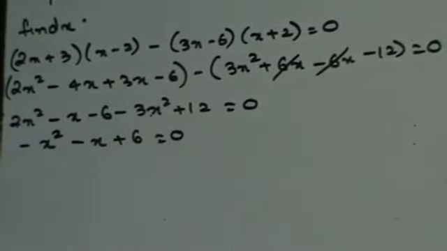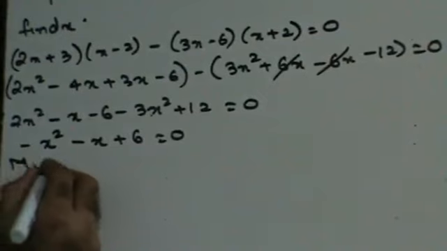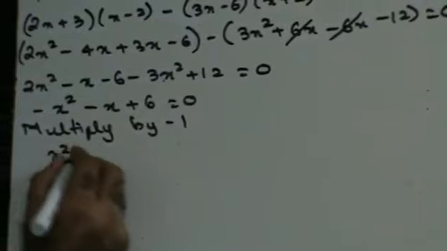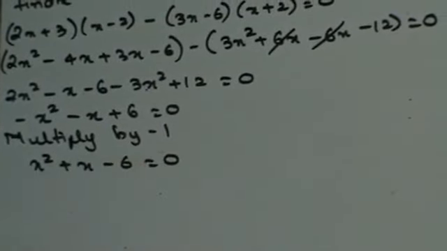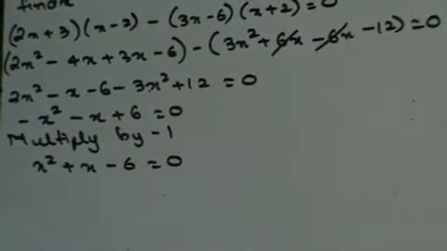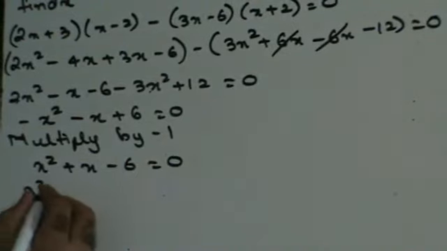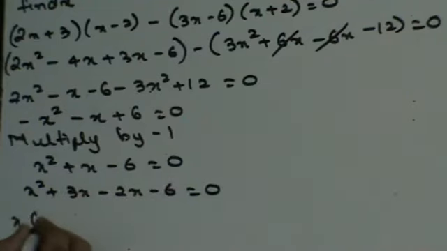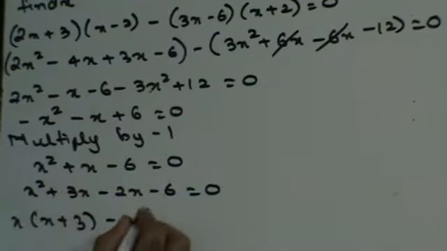But we know that in a quadratic equation, the square term should not be negative. So multiply by minus 1. If I multiply by minus 1, I'll get x square plus x minus 6 is 0. Factorize this. Factors of 6 are 3 and 2. So this is x square plus 3x minus 2x minus 6 is 0. x into x plus 3 minus 2 into x plus 3 is 0, common bracket x plus 3, uncommon bracket x minus 2.